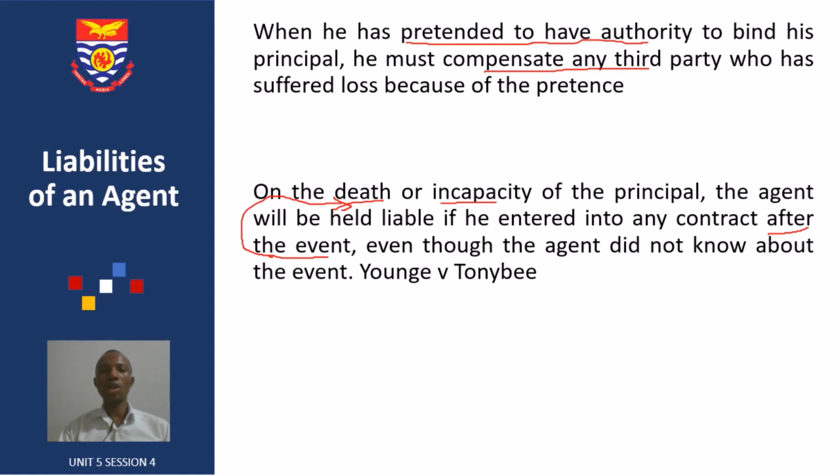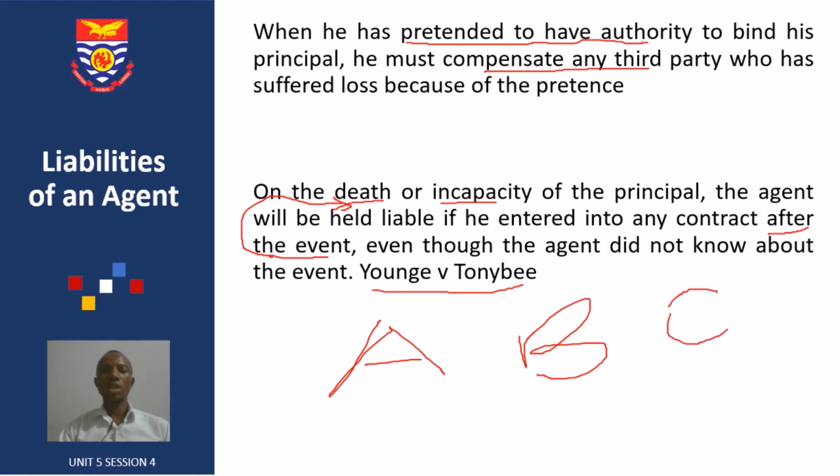And the case in question is Yonge v. Toynbee. Here, what we simply mean is that A has appointed B as an agent to sell a property to C. Now, at the time B was entering into a contract, unknown to B, A is dead or has become insane, and B enters into a contract with C. Because at the time of entry of the contract, A was dead or insane, B will be liable for any breach of the contract which he entered with C.